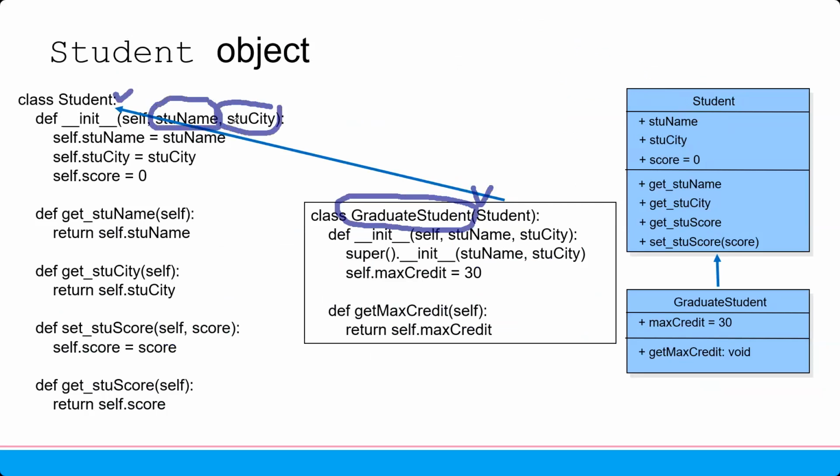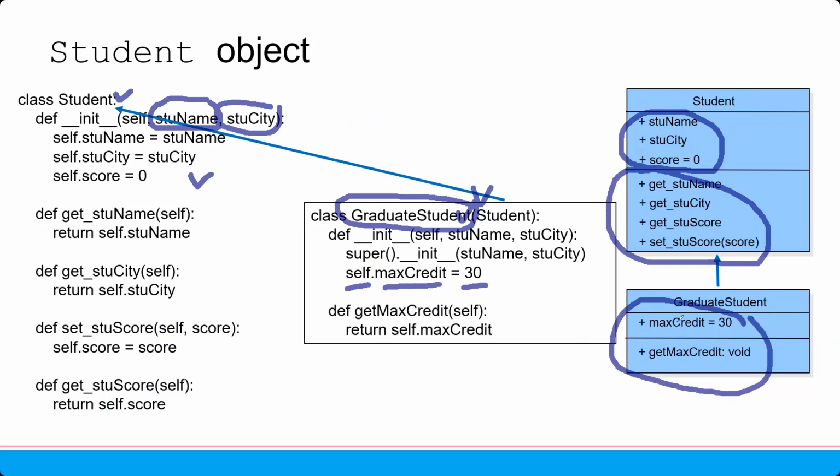But the graduate student may have a different kind of study. For example, the maximum credit that the graduate student should take is 30 credits. It means the properties are different from the common student. So you can see these are the methods and the data members that the student has. But this is the data member and the method that only the graduate student has.